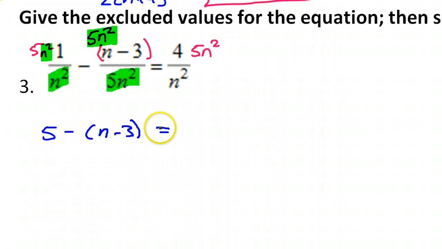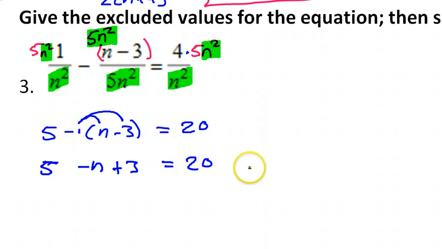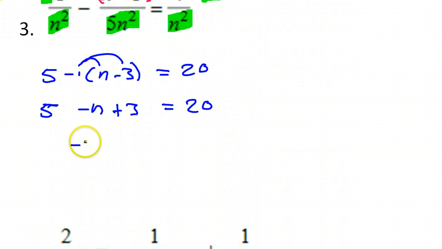So anyway, over here the n squared and the n squared are going to cancel out. That 5 is still left, so what I'm dealing with is 4 times 5, so that's 20. So again, I'm going to treat this like it's a negative 1, and I'm going to distribute it. So I'm going to get 5 minus n plus 3 is equal to 20. So that's negative n plus 8 is equal to 20.